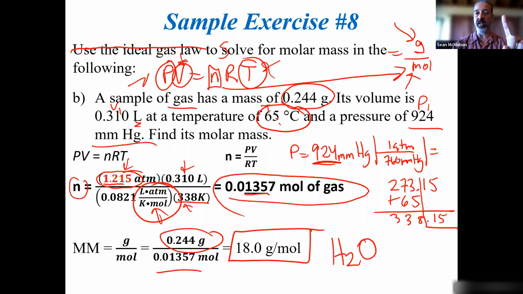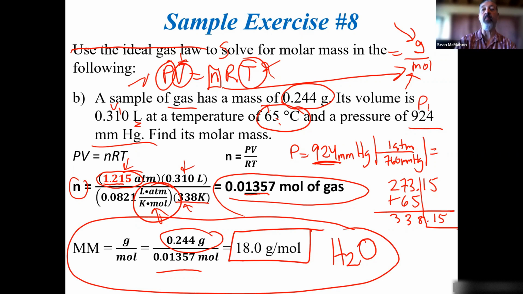So pressure needs to be in atmospheres, volume needs to be in liters, temperature must be in Kelvin. And then from PV equals nRT, we can not just solve for one of the 3 parameters, but we may even be able to solve for something like molar mass or density.